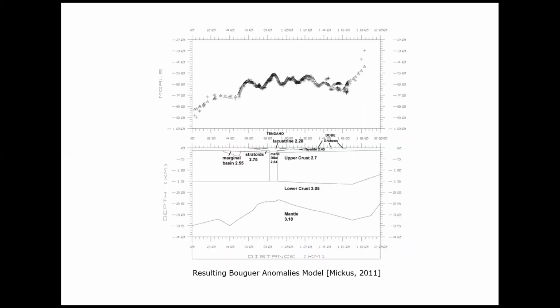This figure shows the resulting Bouguer anomalies model. It is observed from the gravity anomalies that the areas of thin crust are associated with higher gravity anomalies, while thicker crust has small and negative anomalies.